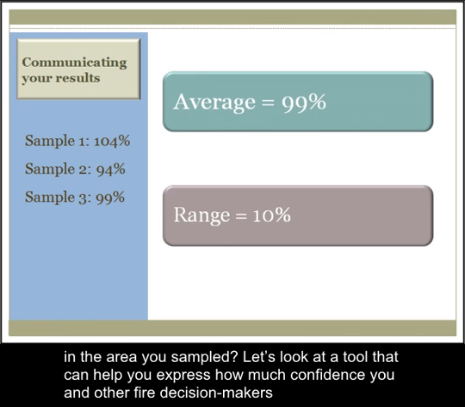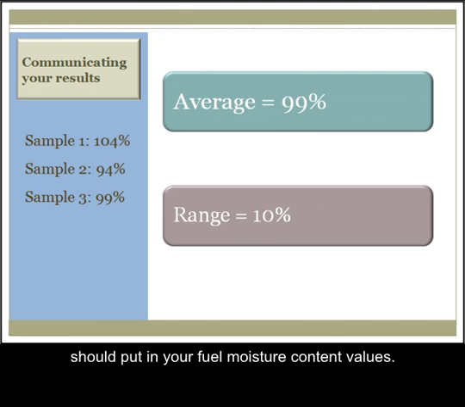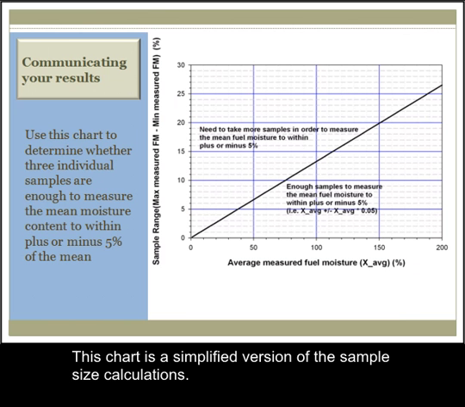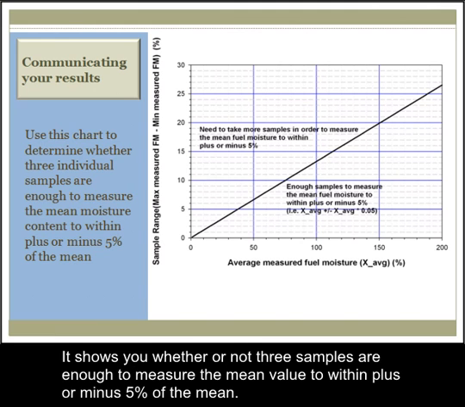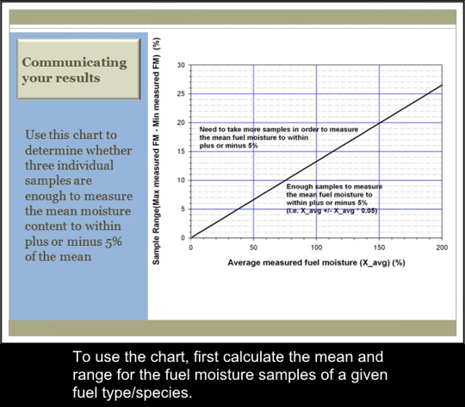Let's look at a tool that can help you express how much confidence you and other fire decision makers should put in your fuel moisture content values. This chart is a simplified version of the sample size calculations. It shows you whether or not 3 samples are enough to measure the mean value to within plus or minus 5% of the mean. To use the chart, first calculate the mean and range for the fuel moisture samples of a given fuel type or species.